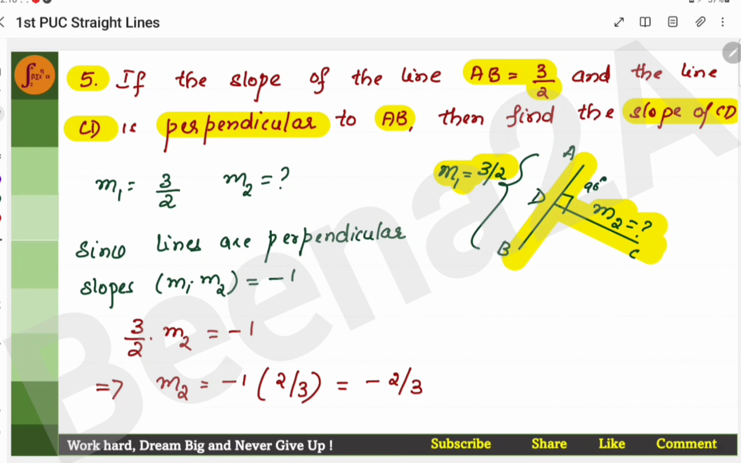Now, we have to remember an important property. The product of slopes of perpendicular lines is -1. That is, when you multiply the slopes of perpendicular lines, you will get -1. One slope, M1, is given. We have to find slope M2. So M1 is given, M2 has to be found, and when you multiply both the slopes, you get -1 whenever there are perpendicular lines. Now when you simplify this, you will get the slope of CD.